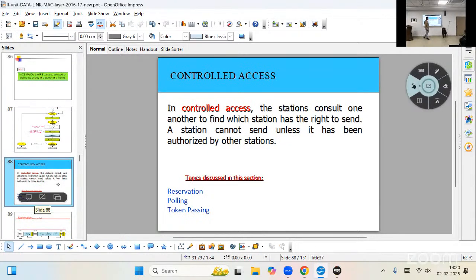Put subheading is control access protocols. Okay, Nama.